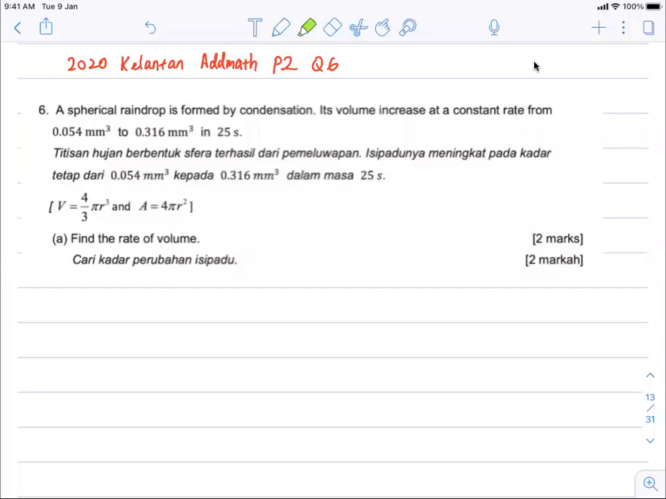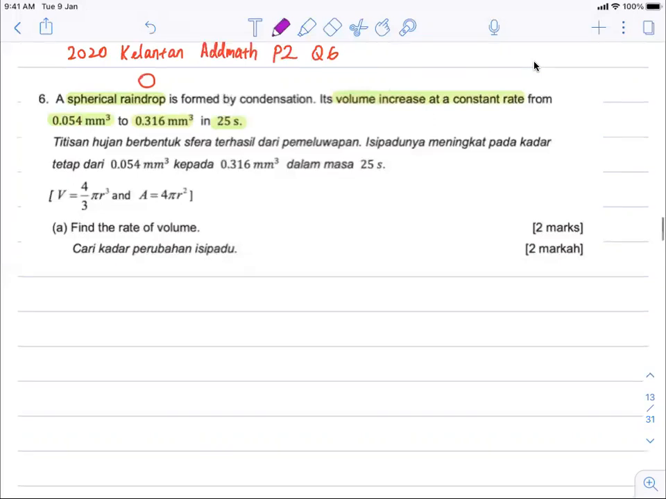So for this question, it tells us it has a spherical raindrop. So it's a sphere. It also tells us that the volume increases at a constant rate from 0.054 millimeter cube to 0.316 millimeter cube in 25 seconds. So these are all the important information provided by the question.